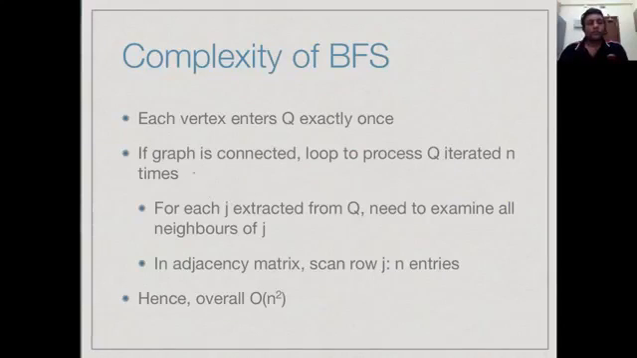So therefore, if the graph is connected, first of all, every vertex will get into the queue. So we will do the queue loop exactly n times. And for each j that is extracted, we need to examine all its neighbors. So that will be a scan of size n. And therefore, overall, it's order n squared. Right? These two nested loops of size n.